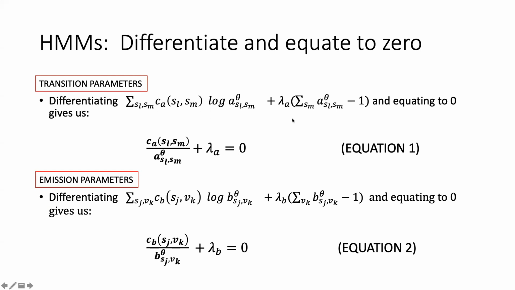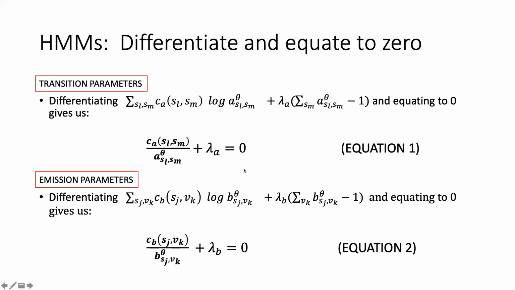In this objective function, we have to differentiate with respect to A_{s_l,s_m}, which are the transition parameters we are interested to estimate. So in this particular summation, there is only one term which will be dependent on A_{s_l,s_m}. Similarly here, so differentiating with respect to A_{s_l,s_m} will result in C_A divided by A_{s_l,s_m} plus this factor, which turns out to be lambda A. So these are the expressions.